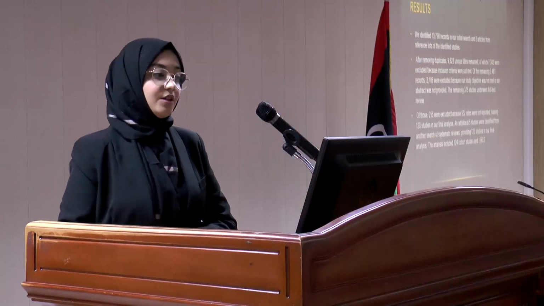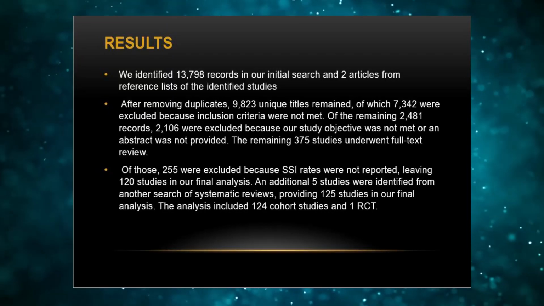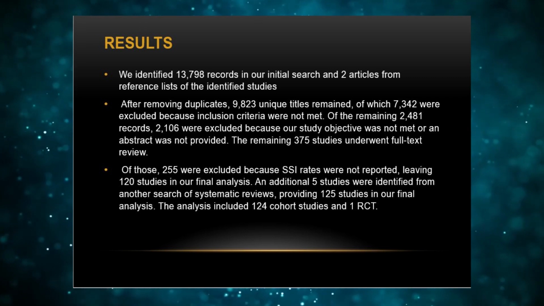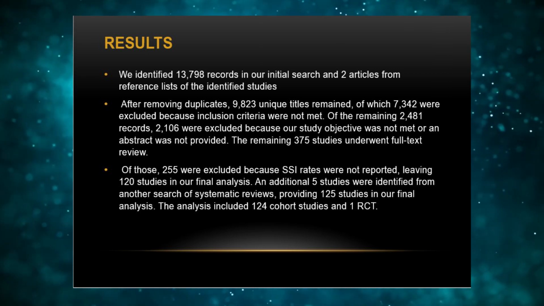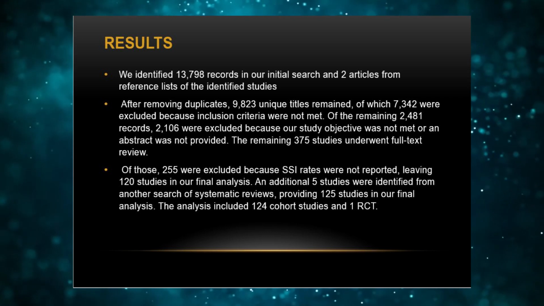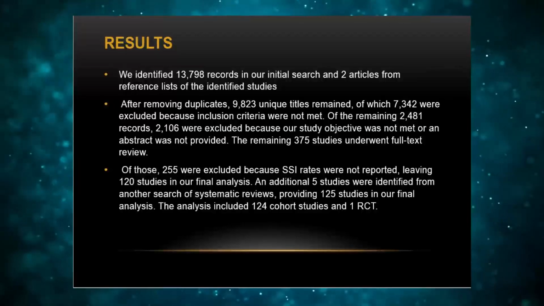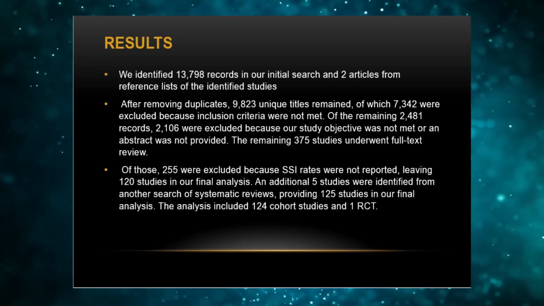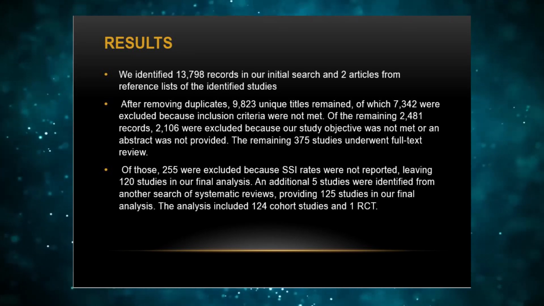The results identified 30,798 records in the initial search and 2 articles from the reference lists of the identified studies. After removing duplicates, there were 9,823 unique titles remaining, of which 7,342 were excluded because inclusion criteria were not met. Of the remaining 2,481 records, 2,106 were excluded because the study objective was not met or an abstract was not provided.